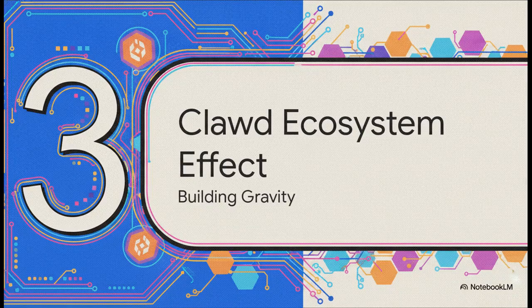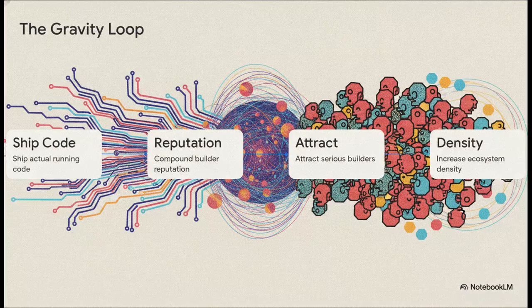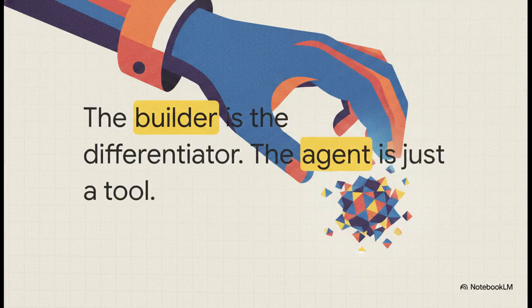All right, Section 3, the Claude ecosystem effect. Building gravity. All of this technical heavy lifting creates massive momentum through something we can call the gravity loop. It perfectly captures the compounding nature of builder reputation. Think about it. Every time actual running code is shipped, we're talking real code, not white papers, not vaporware, it builds reputation. And that reputation acts like a gravitational pull, attracting other serious builders to the space. Bringing these top-tier sloperators onto a custom-built, AI-native desktop just amplifies that pull. More builders inevitably lead to greater ecosystem density, making the entire network infinitely more interesting and, frankly, more valuable for everyone involved.